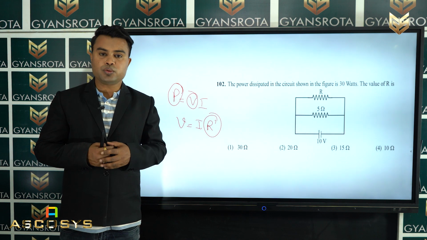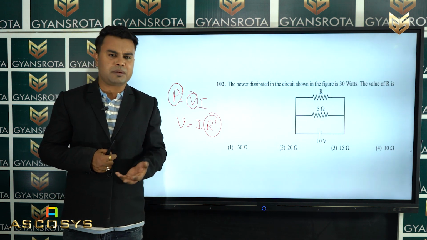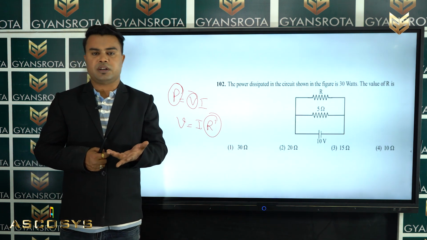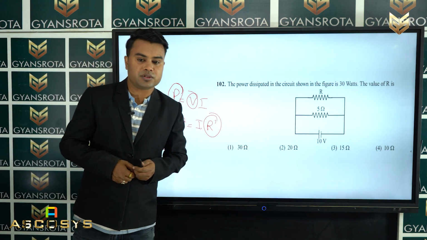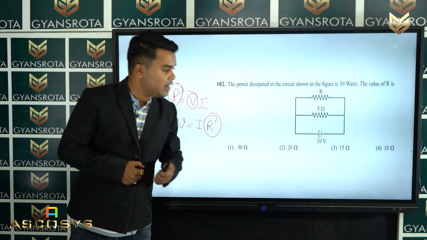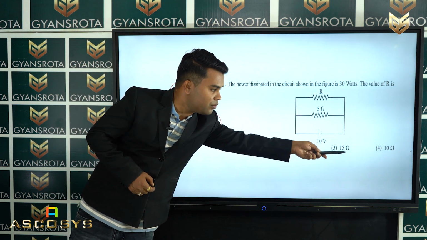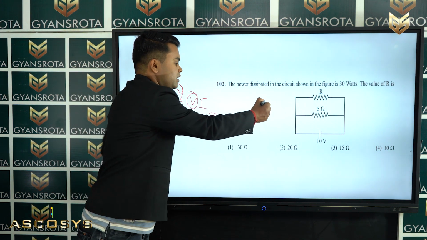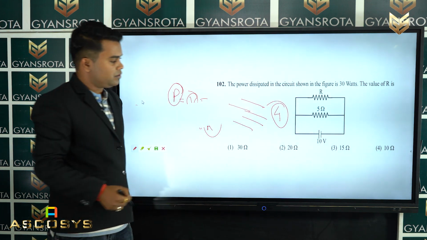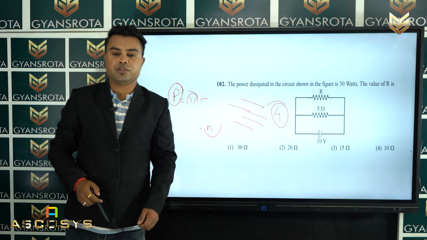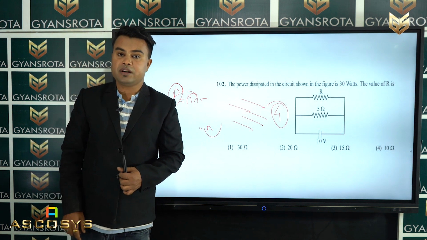So my dear students, this question came from the chapter, I will say, which one? Current. So with the help of this circuit, you can find it out. So the right answer for this question is 10 ohm. Option number 4. So option number 4 is the correct answer. Fine. So now let us move to the next question, that is question number 103.